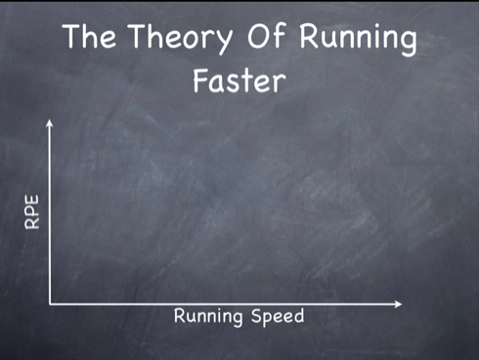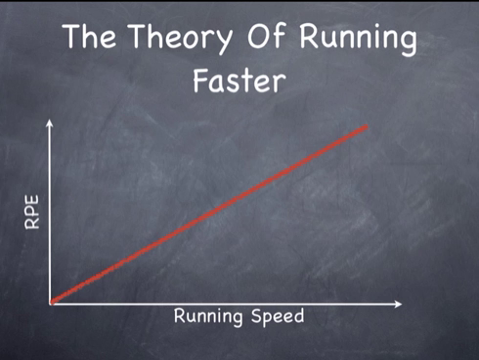So let's take a look at this first graph. We've got running speed along the bottom, and then along the top we've got RPE, which is the rate of perceived exertion. So how hard you feel like you're working. This is like your overall intensity, so not just how much your legs are aching or your lungs are burning, it's the whole package. It's everything that you feel. And we're going to talk about that on a 1 to 10 scale. So let's draw the first line on this graph.